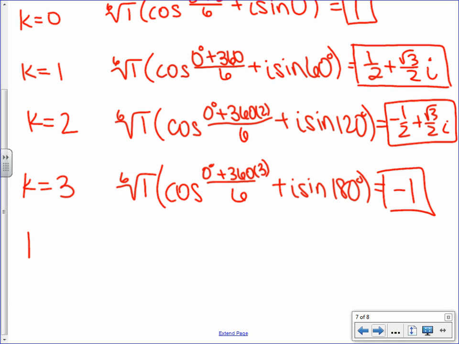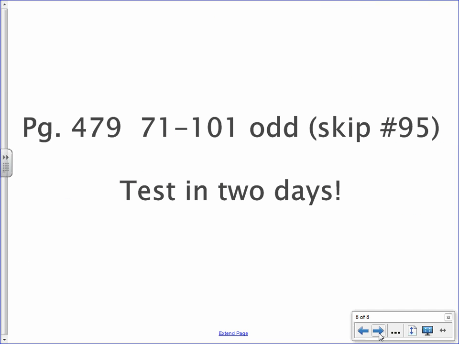Okay? Then we plug in k is 4. Then we plug in k is 5, and we get the other two. Okay? Is the formula that difficult? No. But I will tell you, if you do not practice using this formula, it is going to be trouble on the test in 2 days. You have to do your homework tonight to practice using that formula.